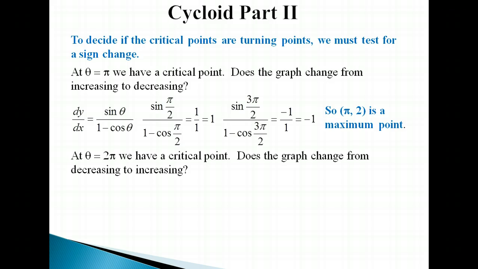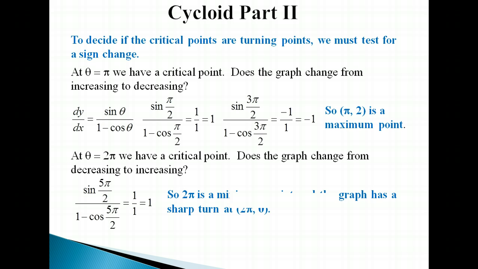Now we had also another critical point at 2 pi, so we've already tested to the left of 2 pi at 3 pi over 2, and we got a negative, so it's decreasing there. So we're just going to test above 2 pi at 5 pi over 2, or 2.5 pi, and I got out a positive, so that means it is changing from decreasing to increasing, which means that we're going to have a minimum point at 2 pi, or at (2 pi, 0), by plugging 2 pi back into our original function. And that happened to be the sharp turns for this graph.